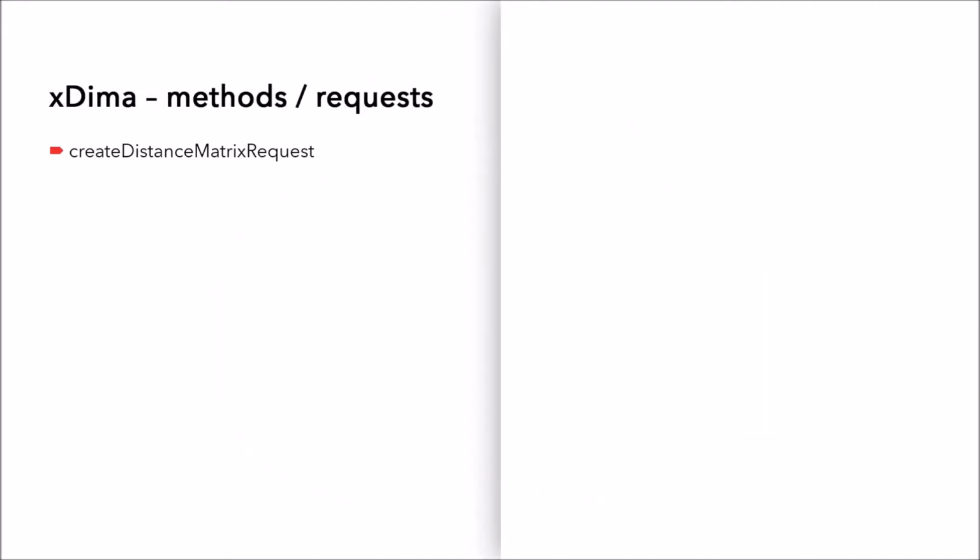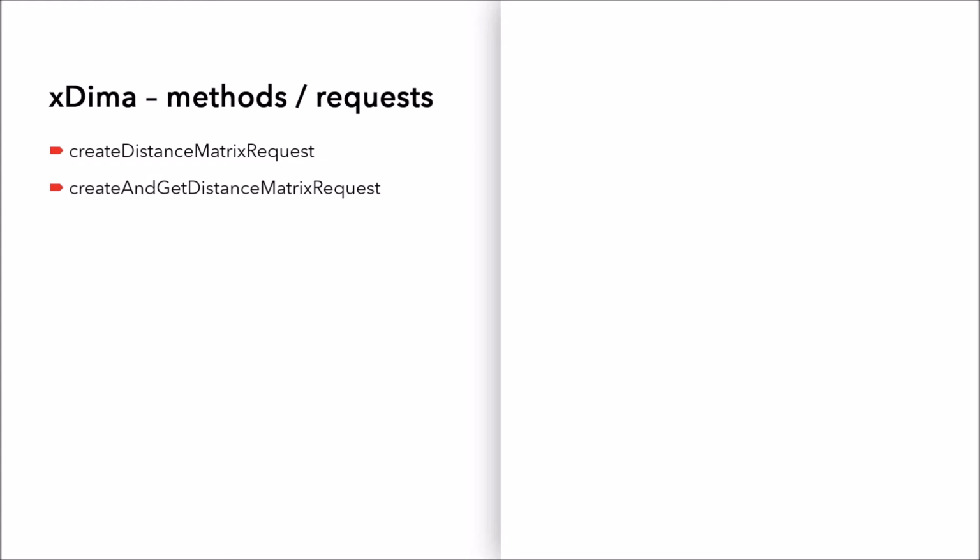So here it goes. Here is the next slide with an overview of the methods that are provided by the xDima module. Let's start with create distance matrix request and create and get distance matrix request. These two methods trigger the calculation of routing KPIs on the service.